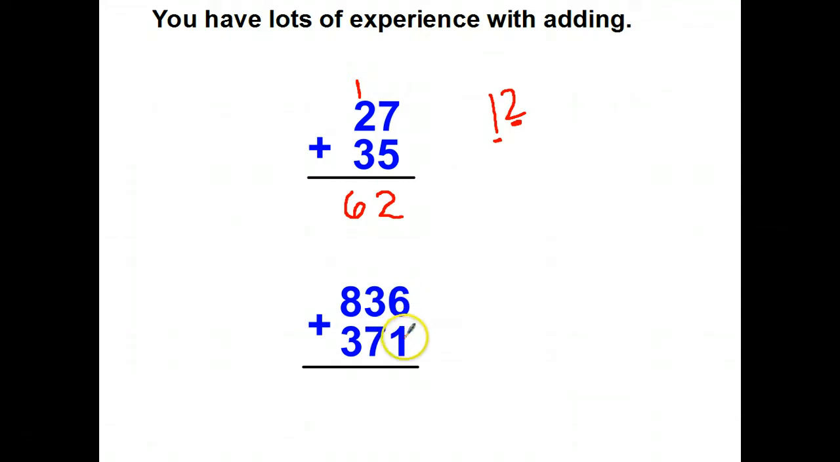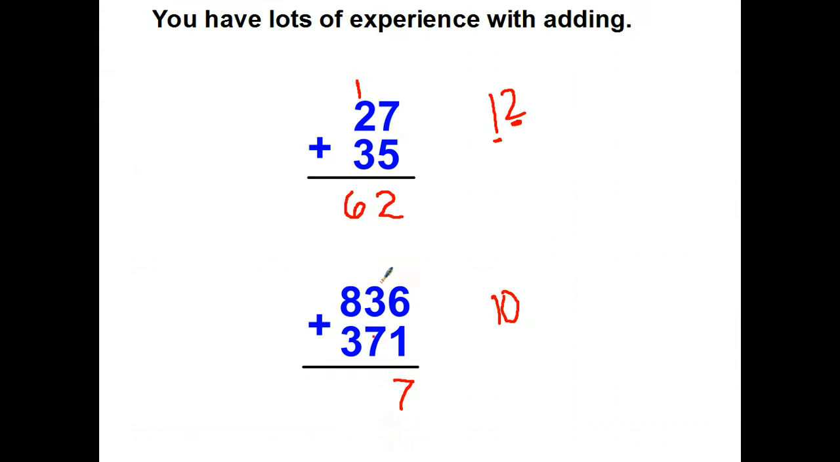Let's take a look at a second one. It's a little longer. And one of the things with adding is that it's a pattern. It's a way we do things. It doesn't matter if I'm doing 3 digits or 300 digits. It's going to work the same way. So we have 6 plus 1 is 7, and that's okay because that's 9 or fewer.